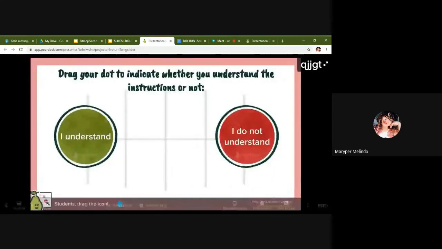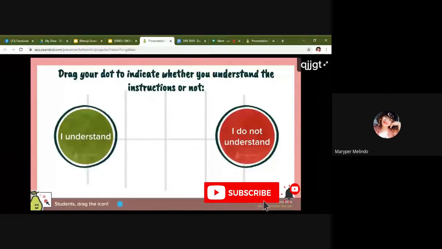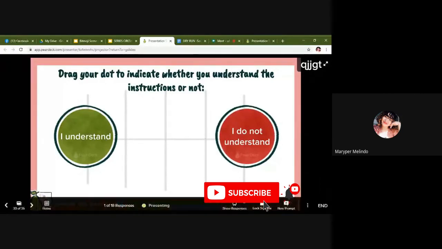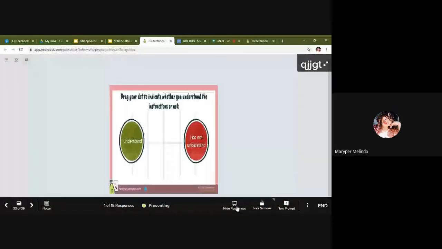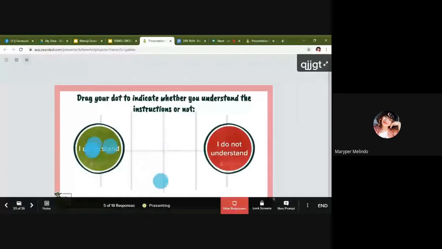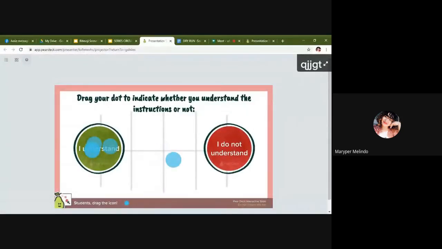Okay, so drag your dot to indicate whether you understand the instruction or not. Sige po. Sino ang nakaintindi? Sino ang hindi? Wow, I understand! May na-confuse ulit. Saan ka ba? Okay, so I understand also. Wow, so ibig sabihin talagang kayang-kaya nila yung 5 o'clock p.m. later.